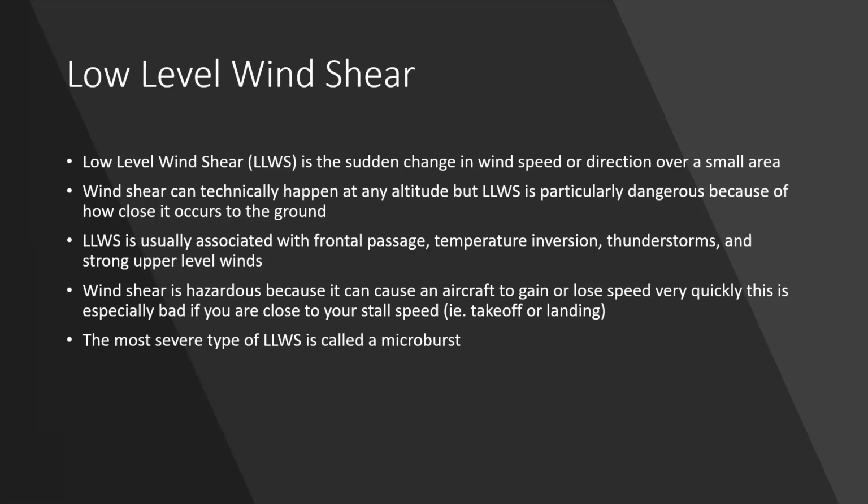So at one level, at 1,000 feet, the wind might be moving at 30 knots towards the west. And at 2,000 feet, you might have the wind moving at 10 knots towards the east. And that would cause a wind shear layer to form in between those two. And that can be very dangerous. It's most dangerous when it's near the ground, especially when you're landing.